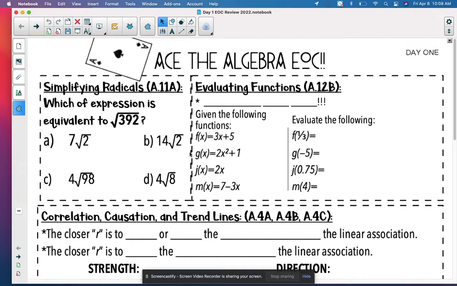So the first thing we're going to look at is simplifying radicals. Most of the time when we see simplifying radicals, it'll ask which of the expressions is equivalent to the square root of 392 for this specific problem. The key word here is equivalent, and whenever we see this, we go straight to Desmos to see if we can find the equivalent expression. I'm going to type this in.